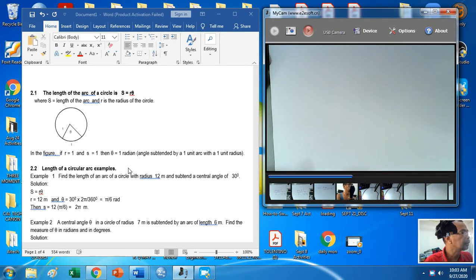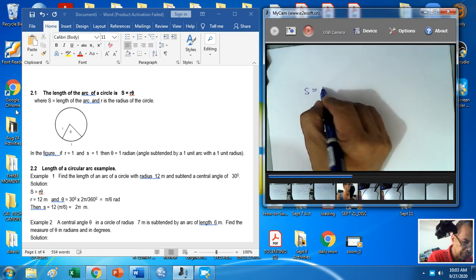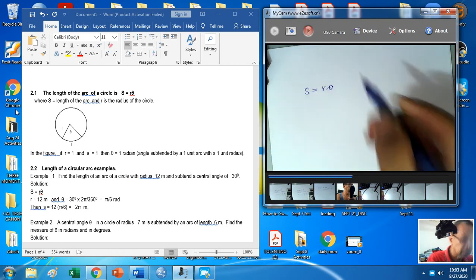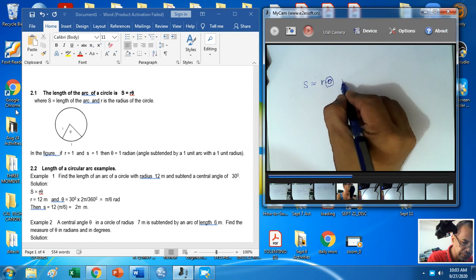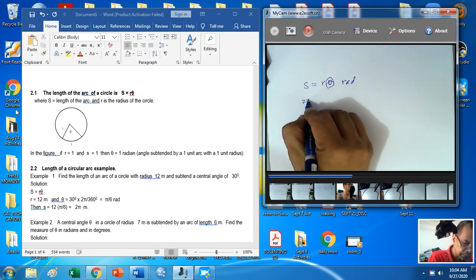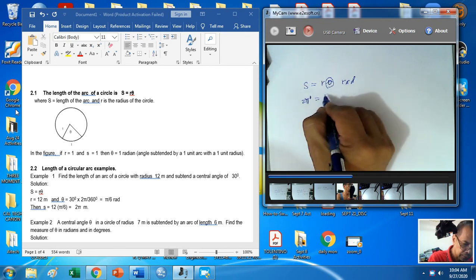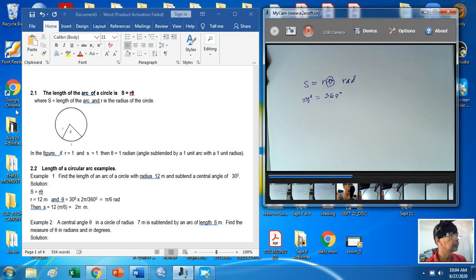Let us tackle now the length of an arc. Okay, look at this definition. The length of the arc of a circle is given by the formula. Let me write the formula. S is equal to r theta, where theta is supposedly in radians. Now, 2 pi radians is equal to 360 degrees. Okay, so that's the definition.